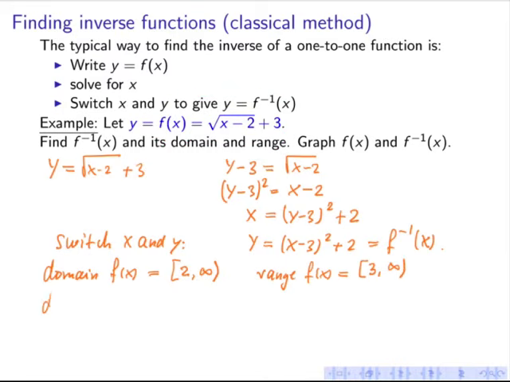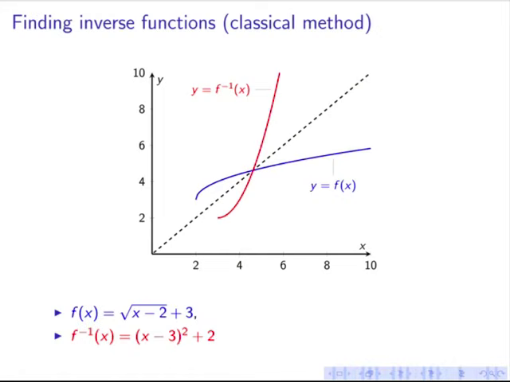Okay, and then this flips for the inverse. So the inverse now has a domain of 3 to infinity and a range of 2 to infinity. So you don't even need to think about this. It just follows automatically by switching. Okay, so the range becomes the domain and the domain becomes the range. Let's look at these functions.